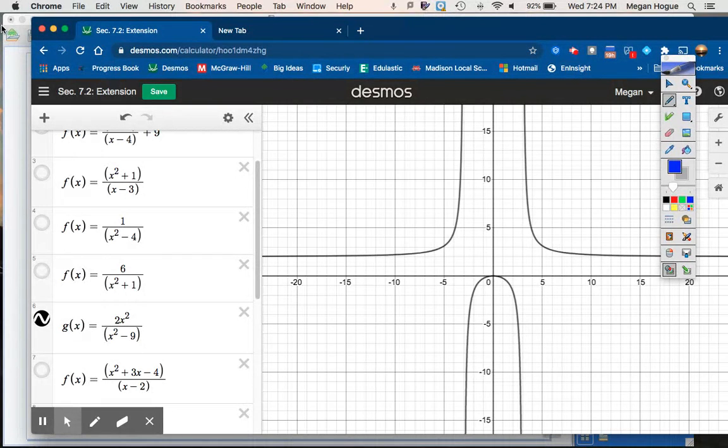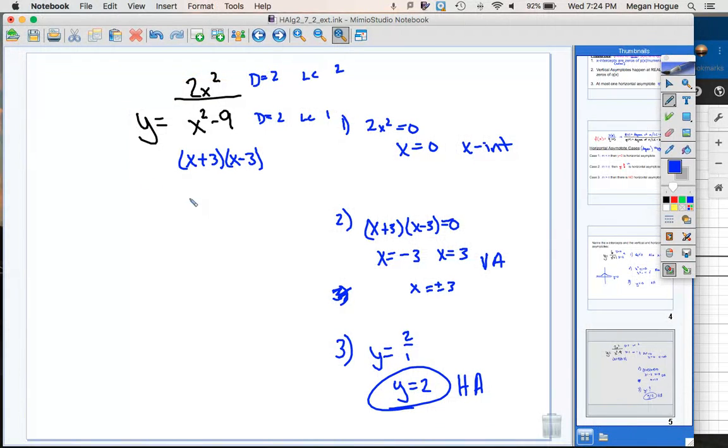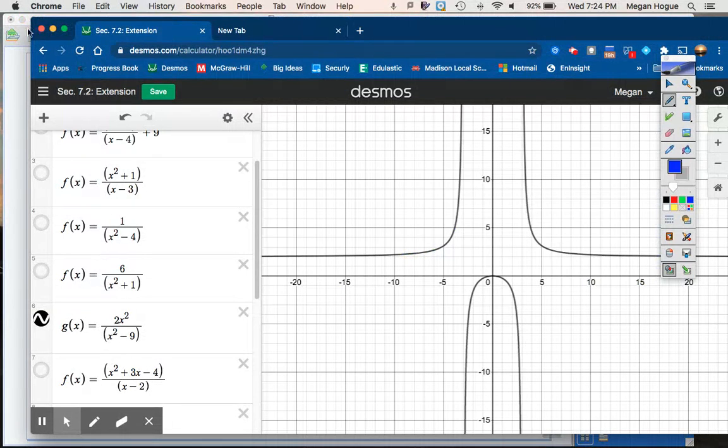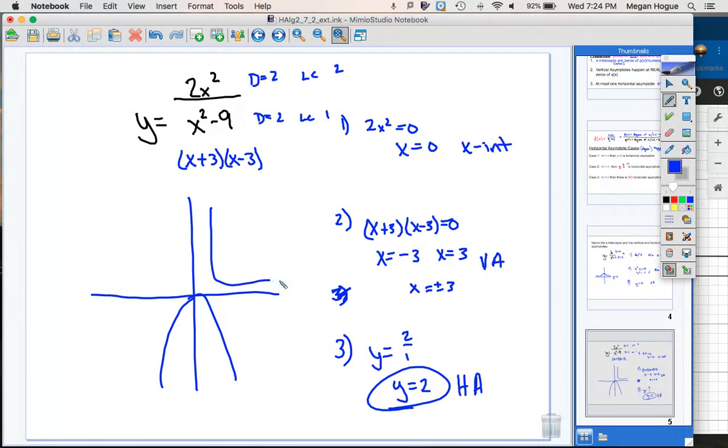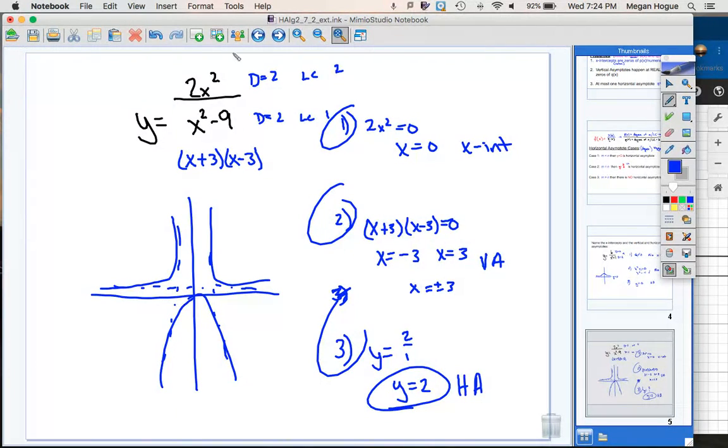And so on my paper, you guys are doing this, what I would see is I'd see a sketch like this, I'd see those 2. Let's come back here. I'd see these 2. And I would like you to draw in that horizontal asymptote. And I'd like you to draw in, maybe a little bit better than me, those vertical asymptotes. On a quiz or a test, we're just going to do these 3 things because you're not going to be using Desmos on a quiz or a test.